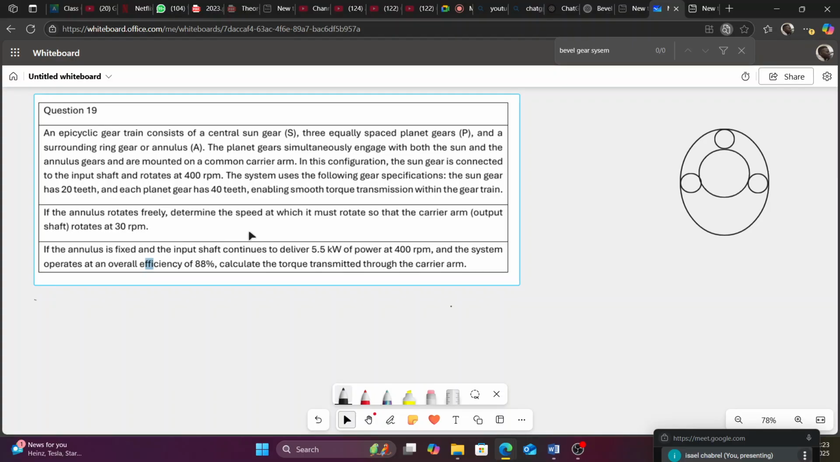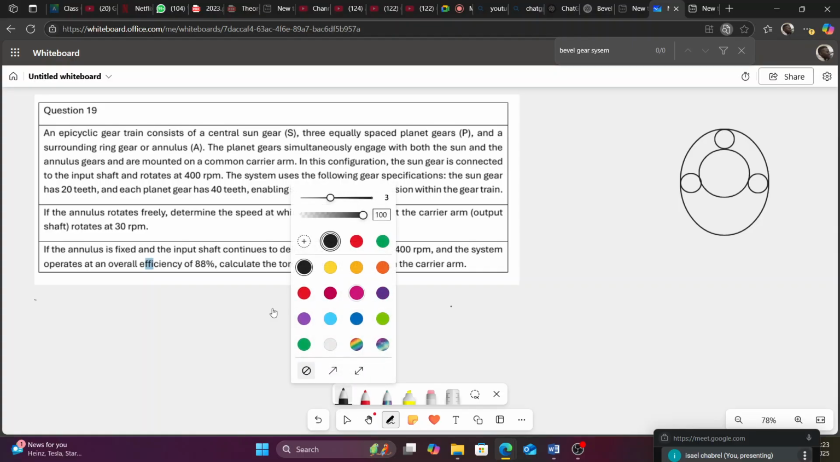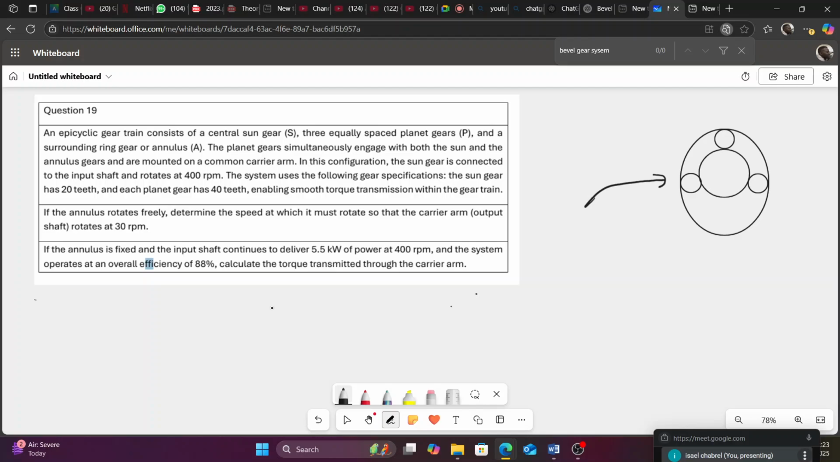Okay, guys, whenever we have something like this, what's the first thing to do? The first thing to do is to draw what we have. Let me use the pen. I think I'm going to be a bit slow with the pen, but I'll be fine. This is the carrier. What am I saying? This is the annulus, I mean, and this is the drawing from this statement here.